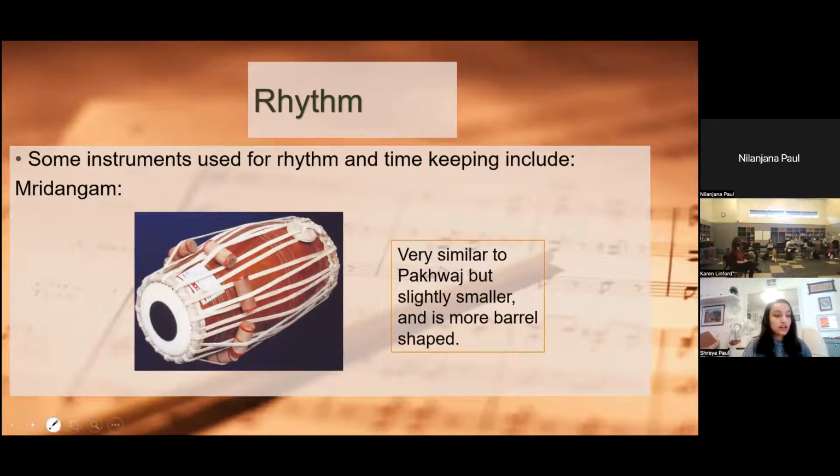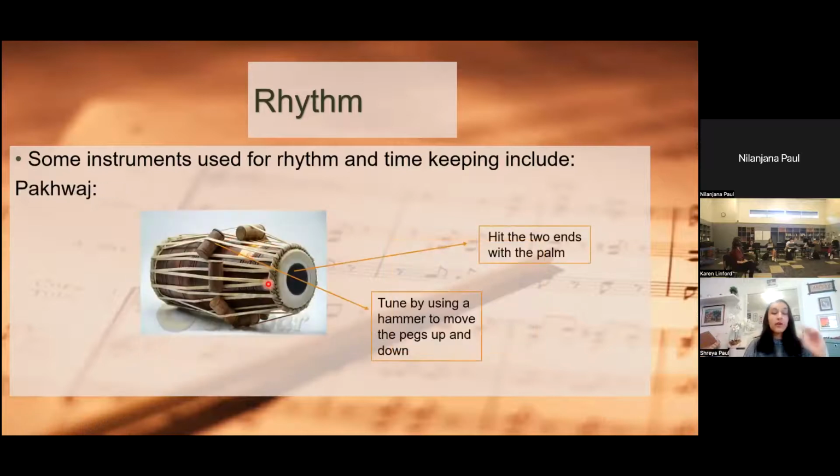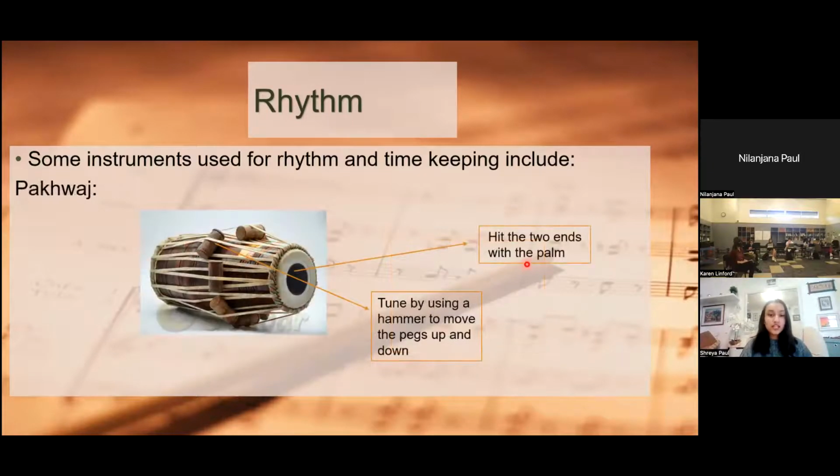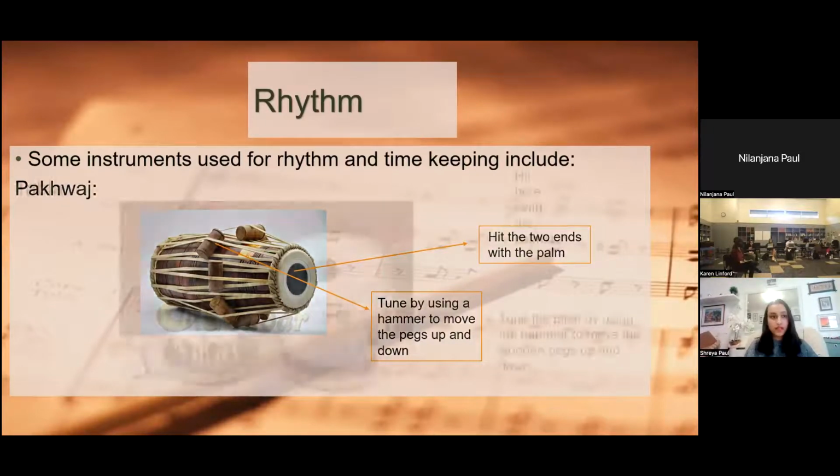Then we have the pakwaj. Here we go. Again, it works almost exactly the same way as a mridangam. You hit the two sides with the black spots. In both the mridangam and the pakwaj, the places where you hit are made out of mainly leather or parchment. Again, you also tune it by moving the pegs up and down.